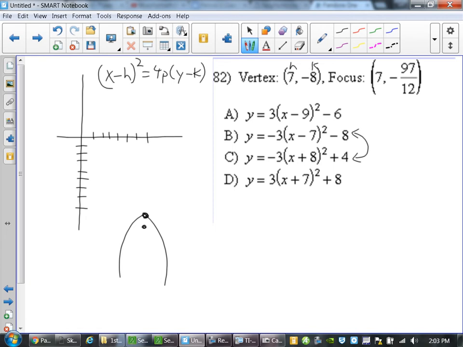If I know this is certain, which one does it have to be? It has to be B. And why is that? Because the H value is 7, so it's got to be x minus 7. No matter what, I don't have to do anything else. I can, if I want to, figure out what my P value is. My distance from my vertex to my focus is the value of P. In this case, it is 1/12.